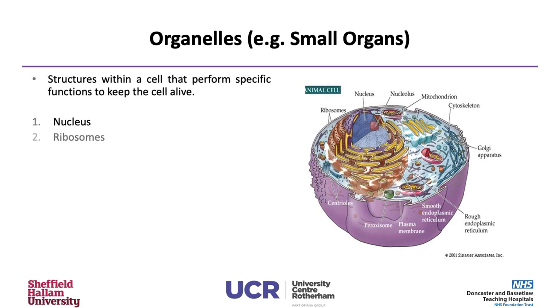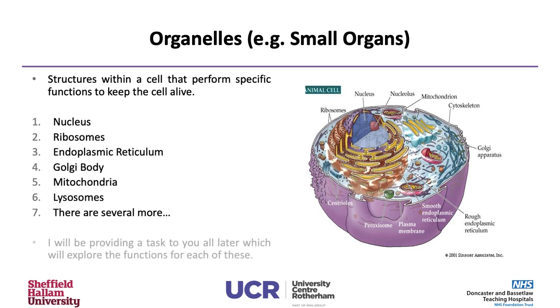So we've got organelles, different structures that keep the cell alive, and within the body there are several different types. For example, nucleus, ribosomes, endoplasmic reticulum, there are two types of those, rough and smooth, Golgi body, mitochondria, lysosomes, and many, many more. Just as there are many different types of organs within this body, there are hundreds. There are lots of different organelles within a cell. And I'll be setting a task later which will explore the functions of these.